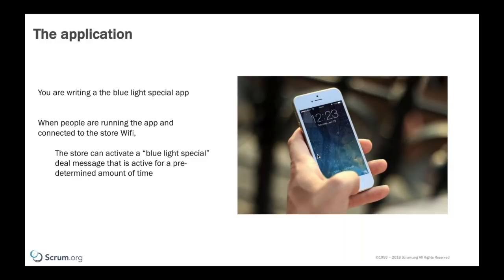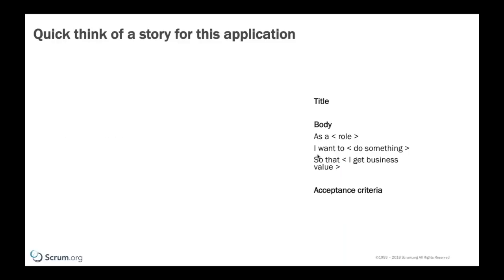So the store can activate a Blue Light Special, some sort of deal message. It's pre-activated for a certain amount of time. After that 15 minutes or so, it becomes inactive. The deal can be a maximum of 15 minutes, and the message is fairly short, about 500 characters. So you have to have the app on your phone. You have to be connected to the store Wi-Fi. And when the store sends out this Blue Light Special, you have 15 minutes to go buy socks at 20% off or something to that effect, whatever the message is.